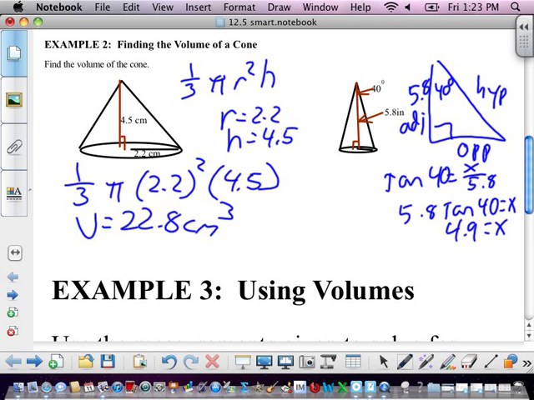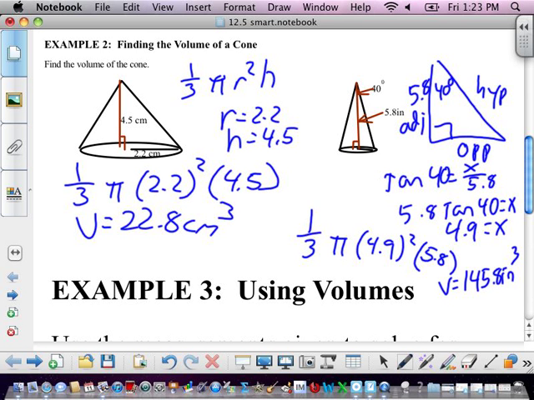That's my radius now. So I do 1/3 pi radius squared times height. And I get 145.8 inches cubed. So I know I threw you for a loop with the whole trig thing there, but we did okay. We can go over it again.